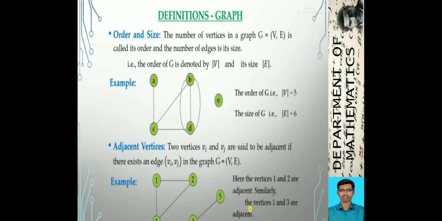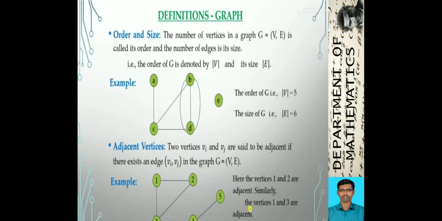Now, what is the size of the graph? Size is the number of edges. So, how many edges here? 1, 2, 3, 4, 5 and 6. So, total 6 edges here. So the size of G is 6.